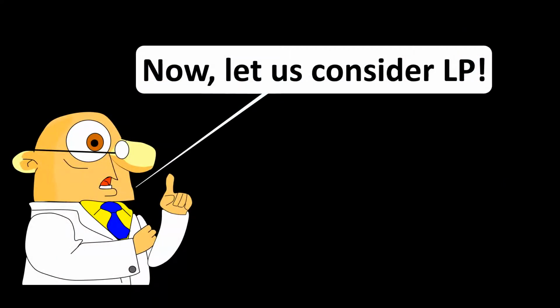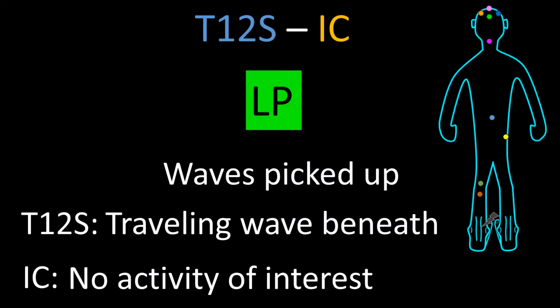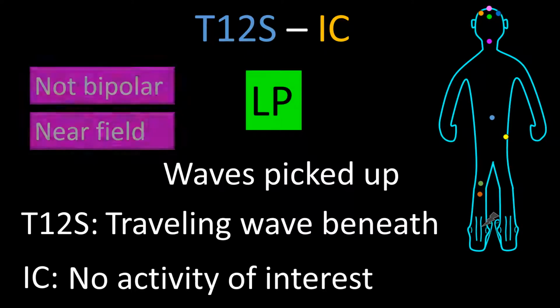Now let us consider LP. The LP peak is likely the result of a combination of traveling and fixed generators. The T12 to IS derivation is not a bipolar derivation, but it is a near field because of the reasons that we previously mentioned when we were talking about EP.